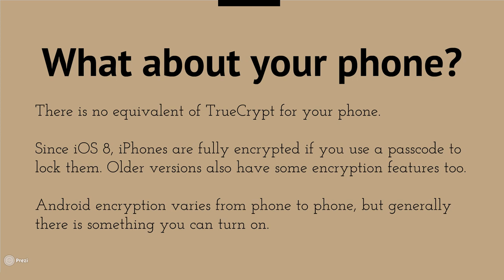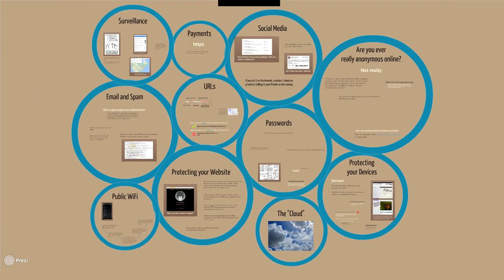Since iOS 8, iPhones are fully encrypted if you use a passcode to lock them, and there are encryption features in older iPhones as well. Android encryption varies quite a bit from device to device, because there are so many different manufacturers and versions. But generally speaking, there is some device-level encryption you can turn on in most of them, well, all new ones these days. So you've got to go with what you're given. It's like going with the Windows version of encryption on your laptop. If what you're concerned about is someone stealing the device and being able to read information off it, this is probably good enough. If you're concerned about some pointed attack from a government or some other organization with similar resources, then hopefully none of this is news to you.